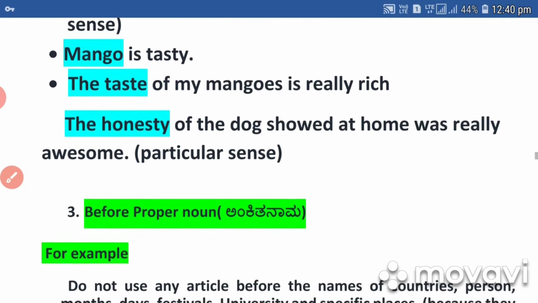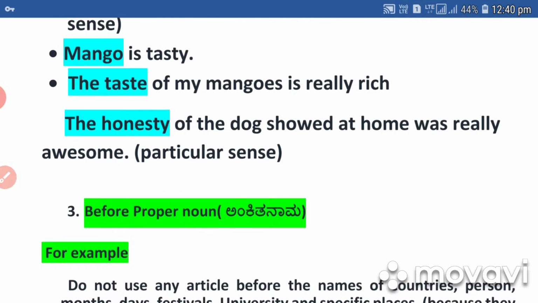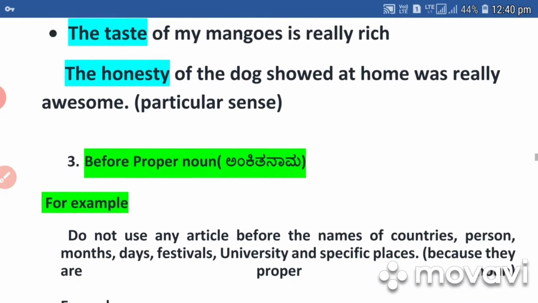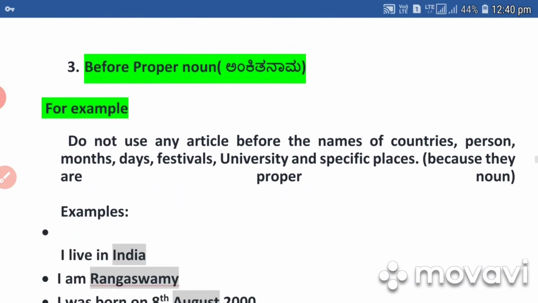Next, and the honesty of the dog showed at home was really awesome. It's also the same thing, no difference. Next, actually, the third rule is we don't use any article before a proper noun.